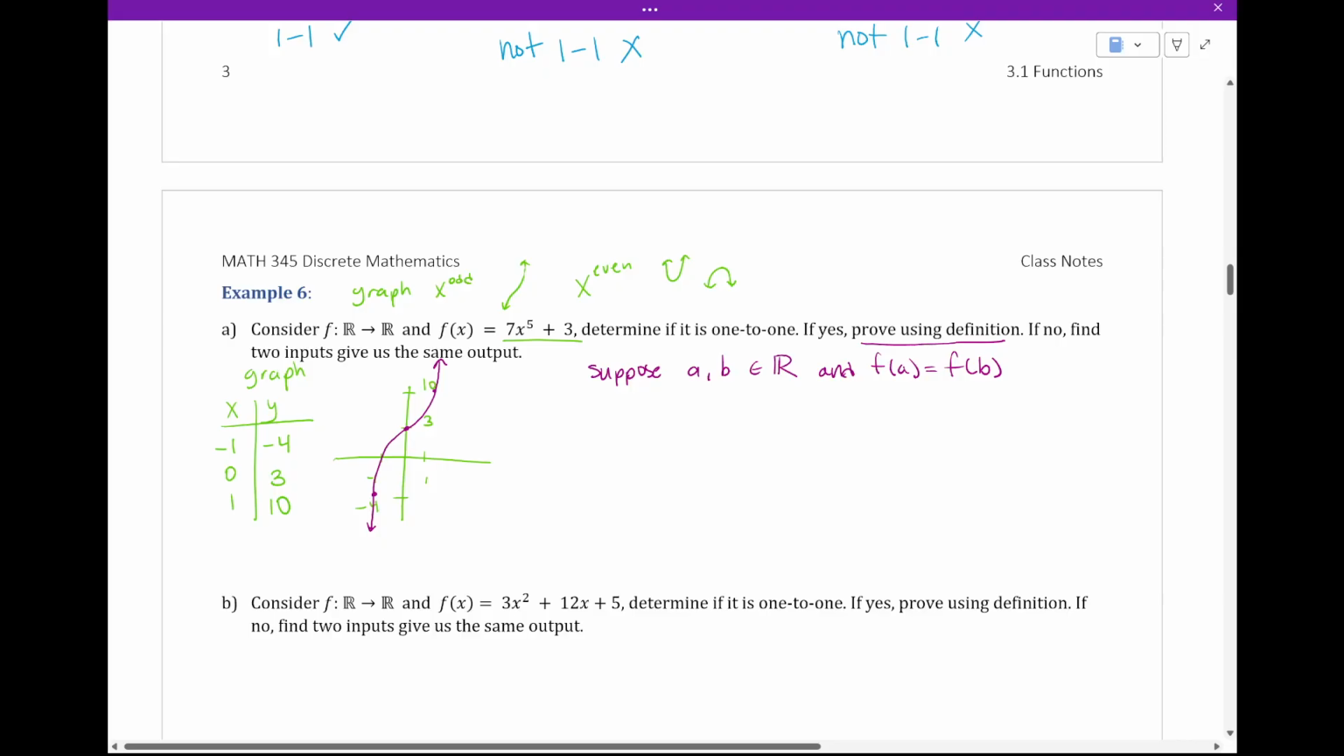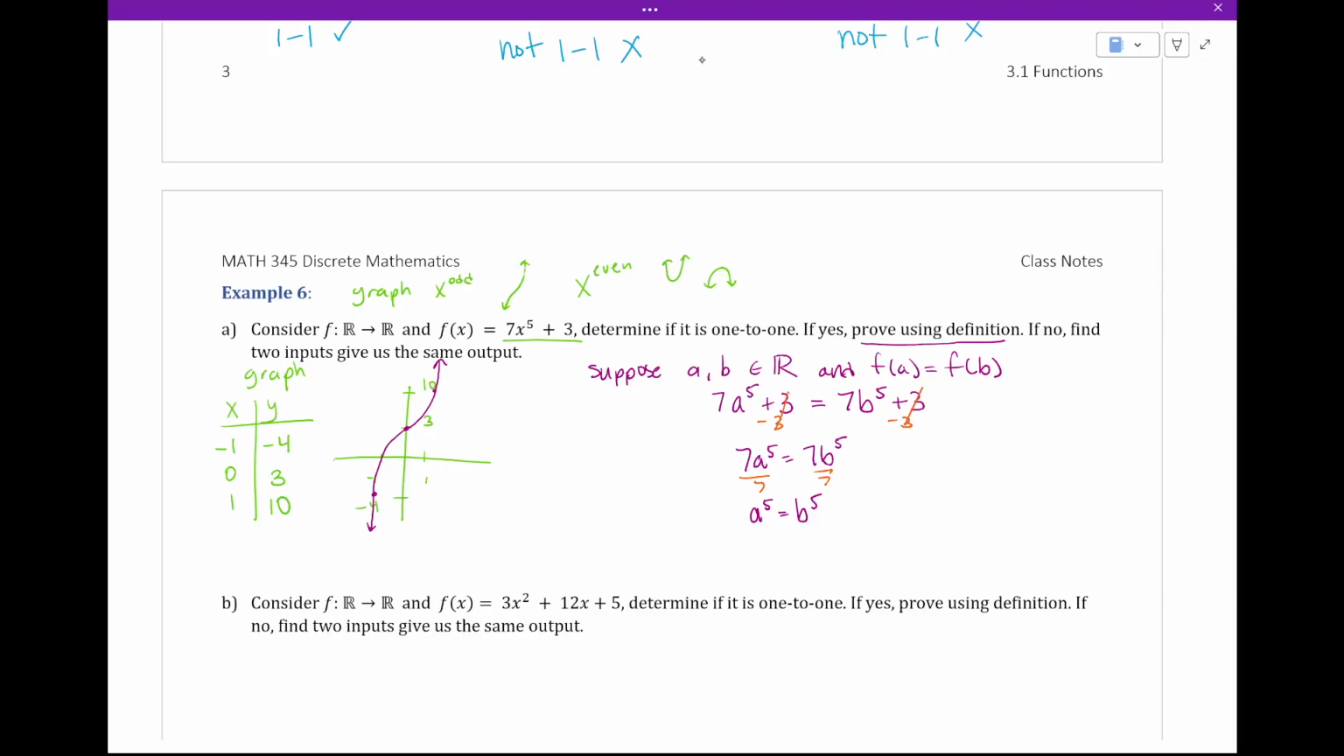So f of a is equal to f of b. So that means now I'm going to pull out what my function is. 7, oops, not x, I'm doing a. 7a to the 5th plus 3 is equal to 7b to the 5th plus 3. Let's subtract 3 from both sides, and then these 3's are both gone. 7a to the 5th equals 7b to the 5th. I can divide both sides by 7. And I get a to the 5th is equal to b to the 5th.